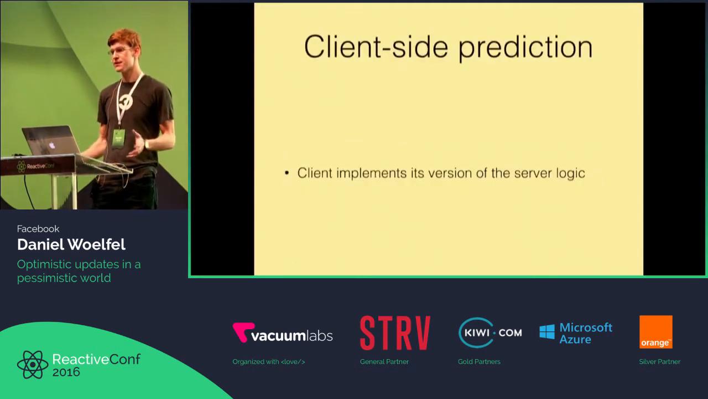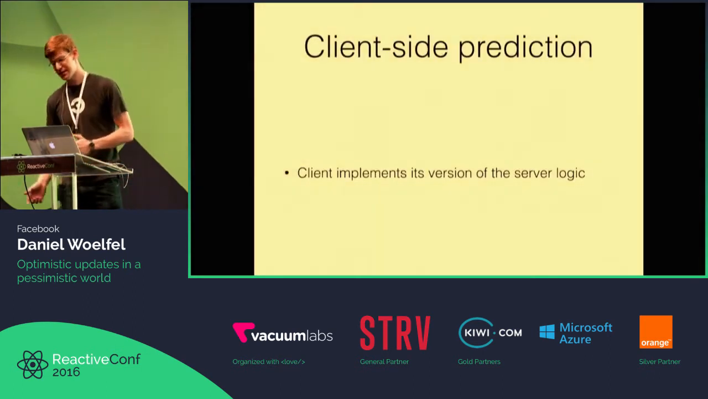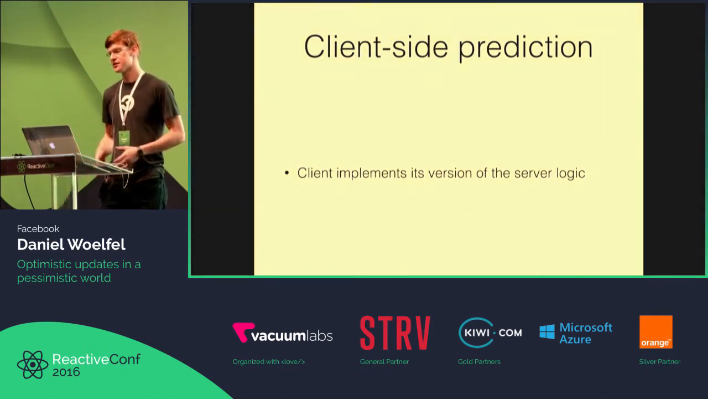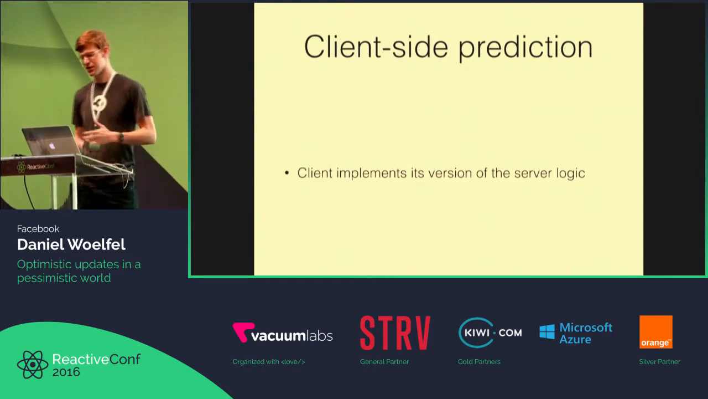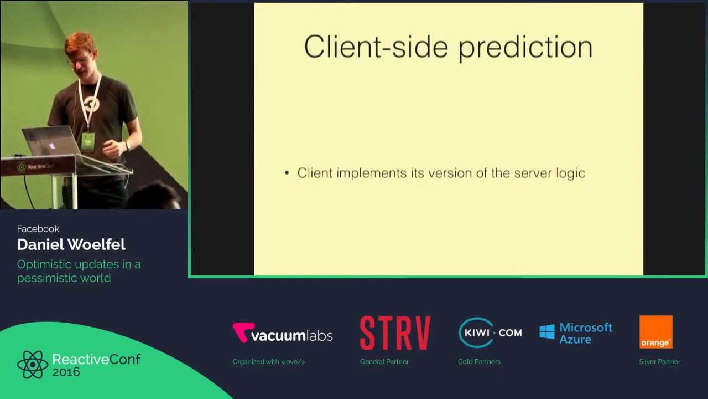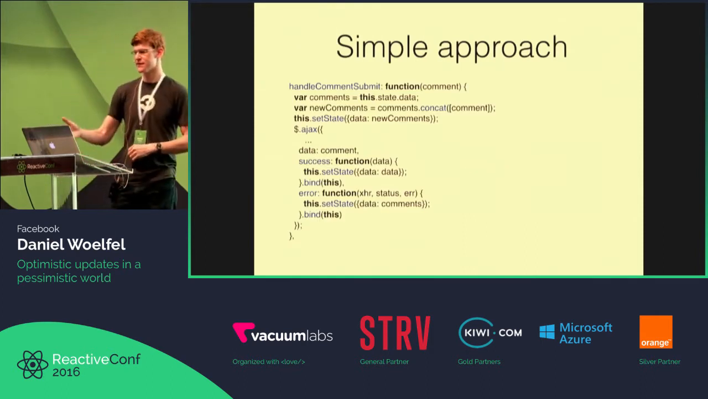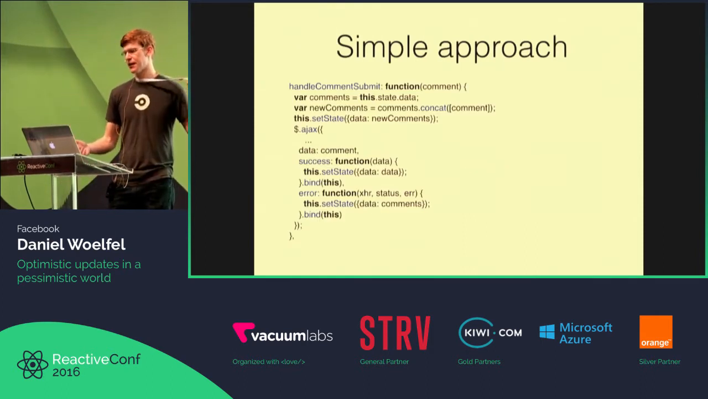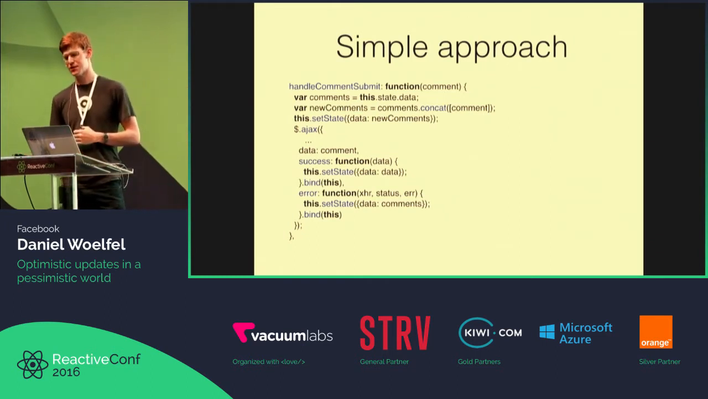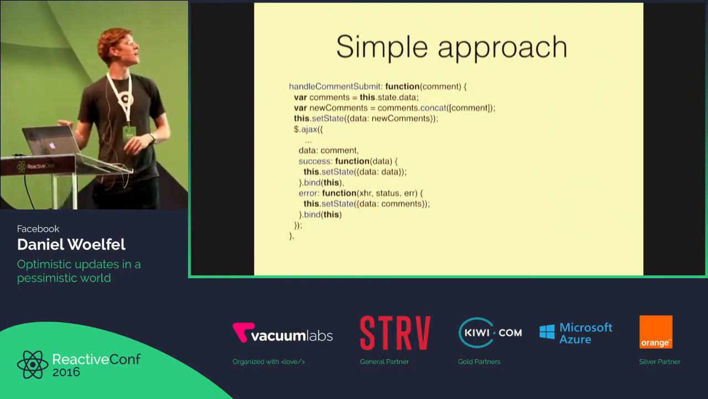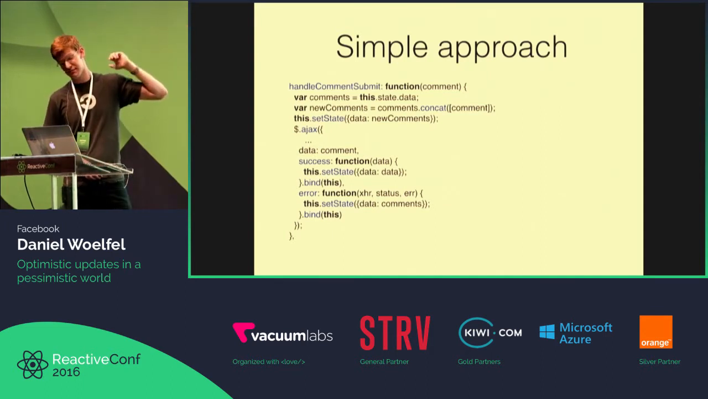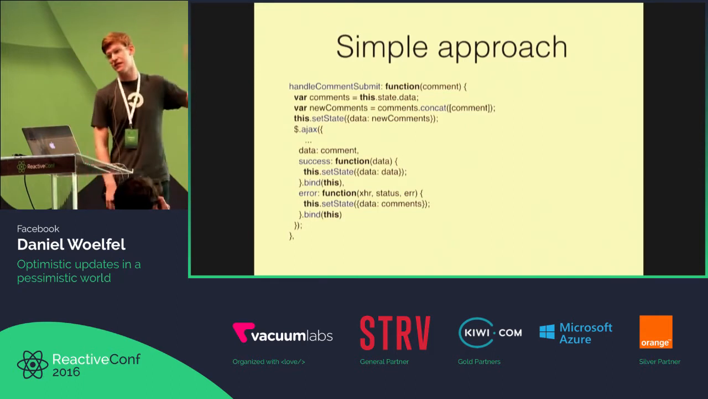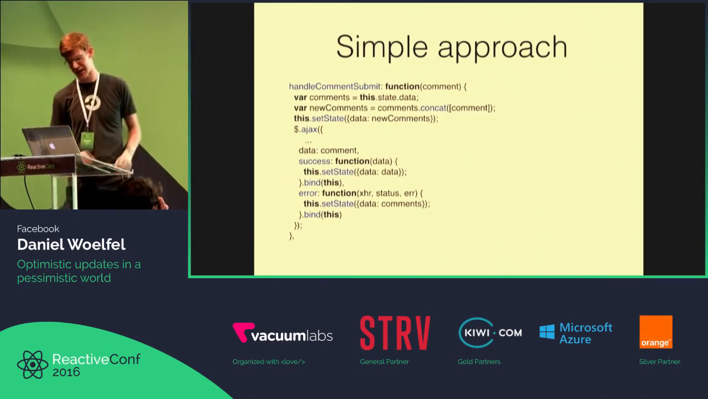Okay, so the first thing we need when we're building optimistic updates is some way for the client to predict the result that the server is going to return. So it has to implement some version of the server logic. Here's a very simple approach. I pulled this out of some early React documentation, simplified it a bit. You can see it gets the comments out of the state, adds the new comment, immediately renders, and then it sends stuff to the server, handles errors, that kind of thing.